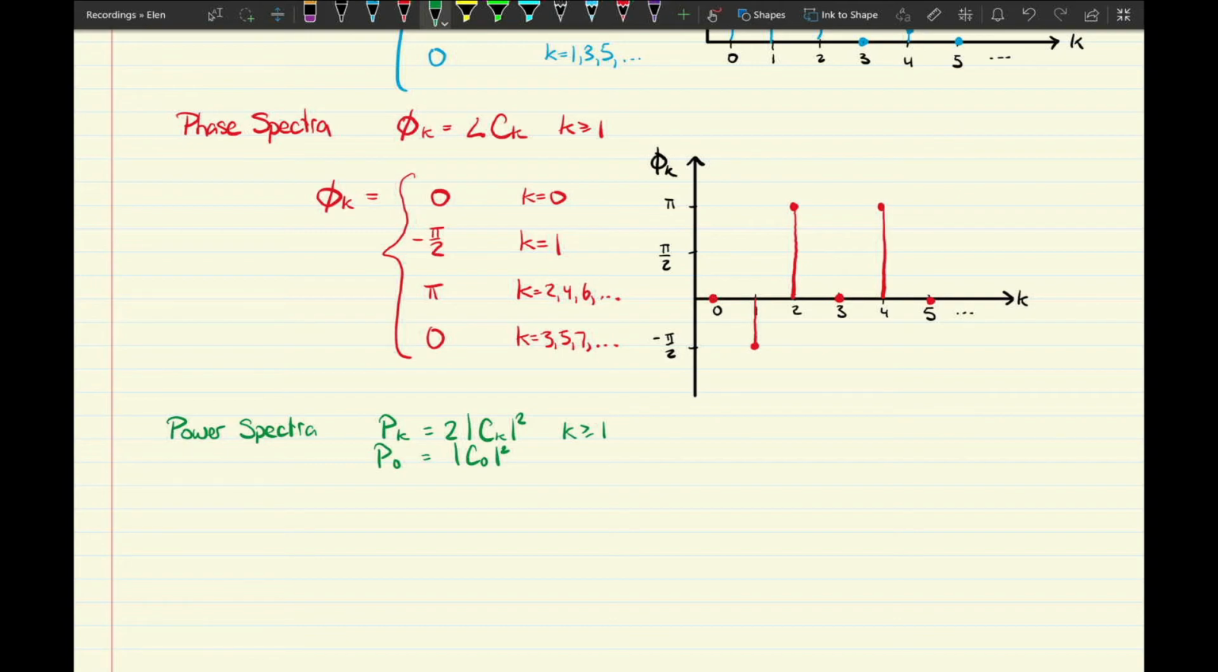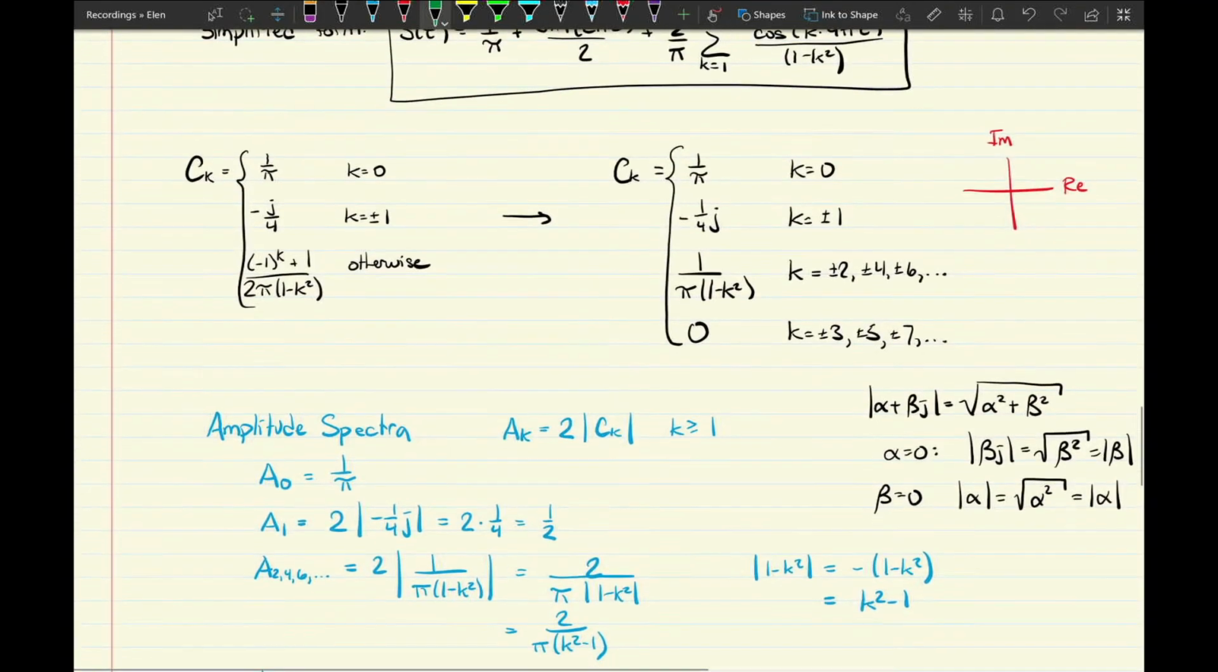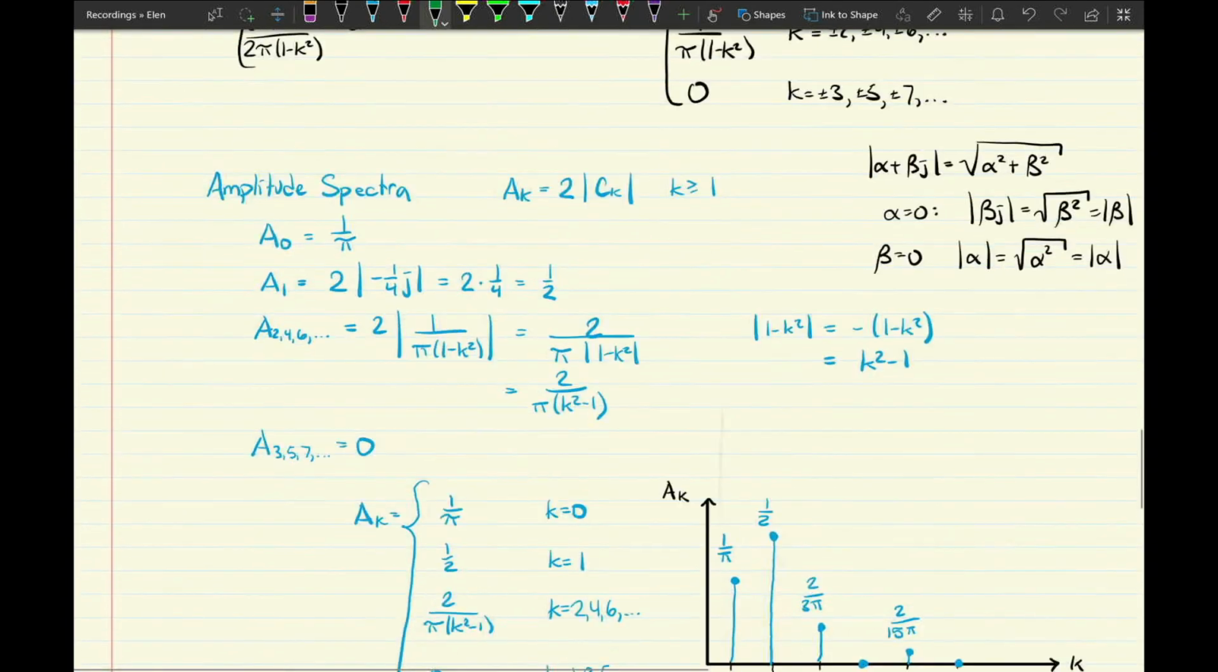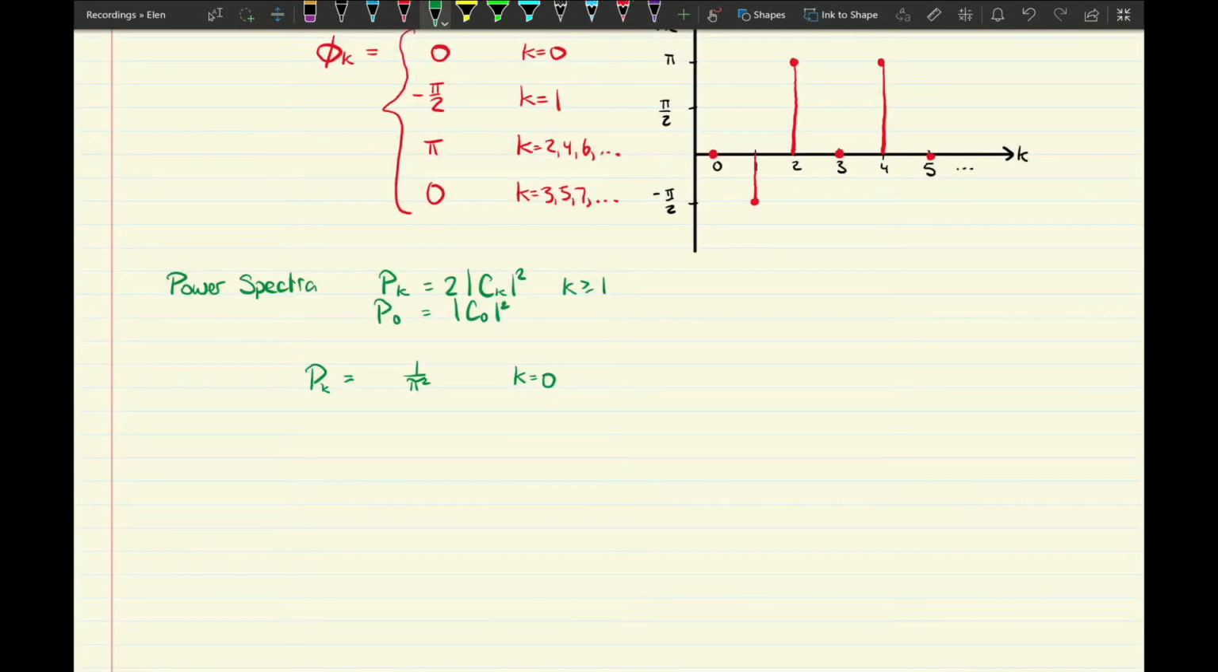And remember, the norm of a real number is simply its absolute value, and the norm of a purely imaginary number is also just the absolute value of beta, the number in front of j. So we'll start with the DC term. Looking back at the DC term, our first Fourier coefficient here is simply 1 over pi. The norm of that is the absolute value, which is 1 over pi, and we'll square it to get 1 over pi squared. Now, let's take a look at the sort of special case when k was equal to 1.